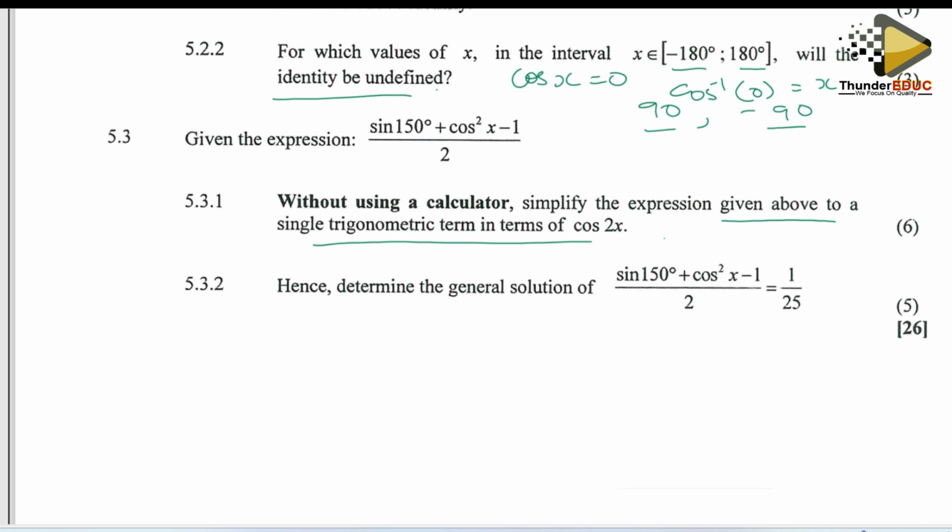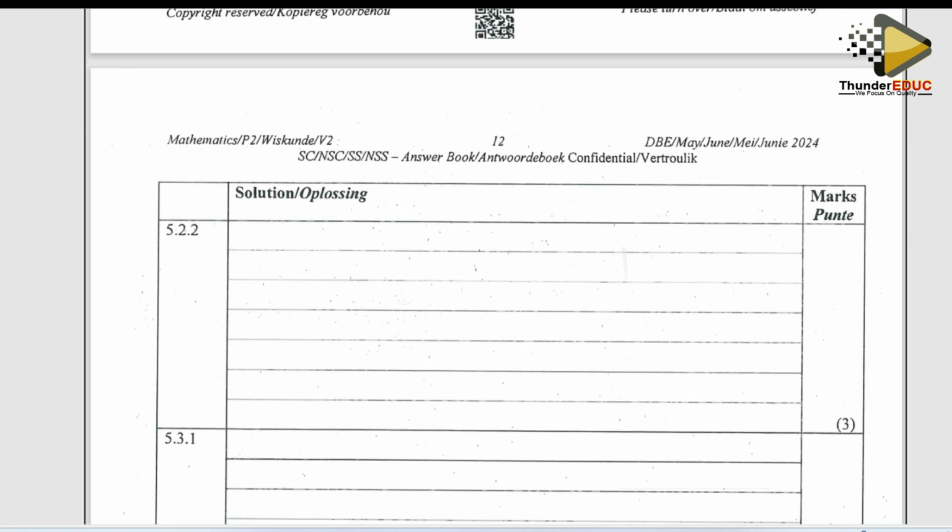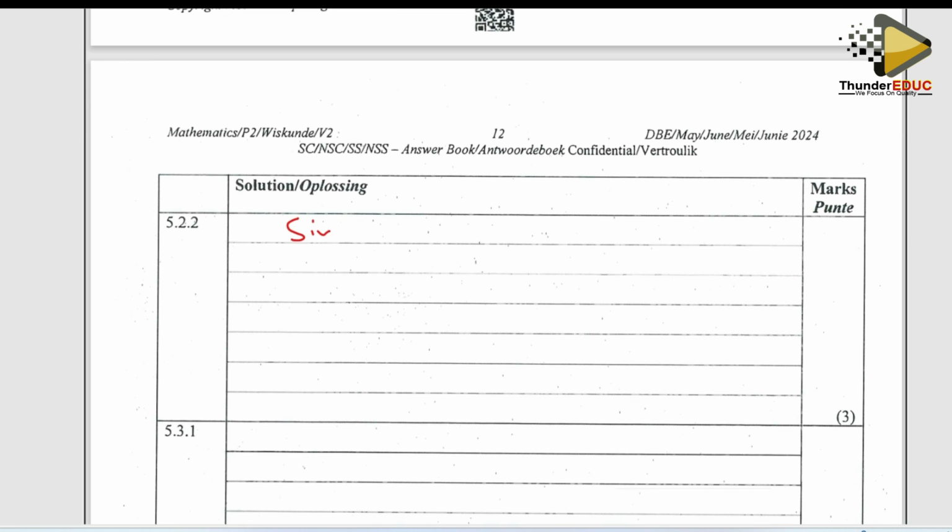Okay, so what I'm seeing is, I'll say, the sine of 150 plus cos squared x minus 1. This is everything over 2.